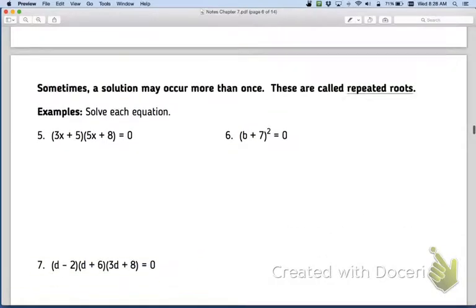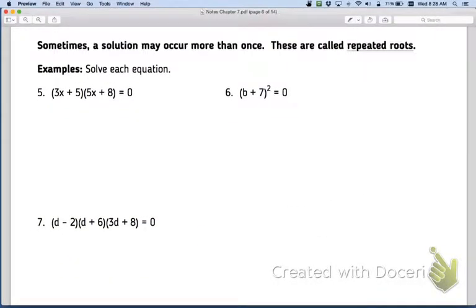Something else that's important is to realize that sometimes you can get a solution more than one time. When we do, those are called repeated roots. Now, in these examples here, only one of them is going to be a case where we get a repeated root, and that's going to be number 6.